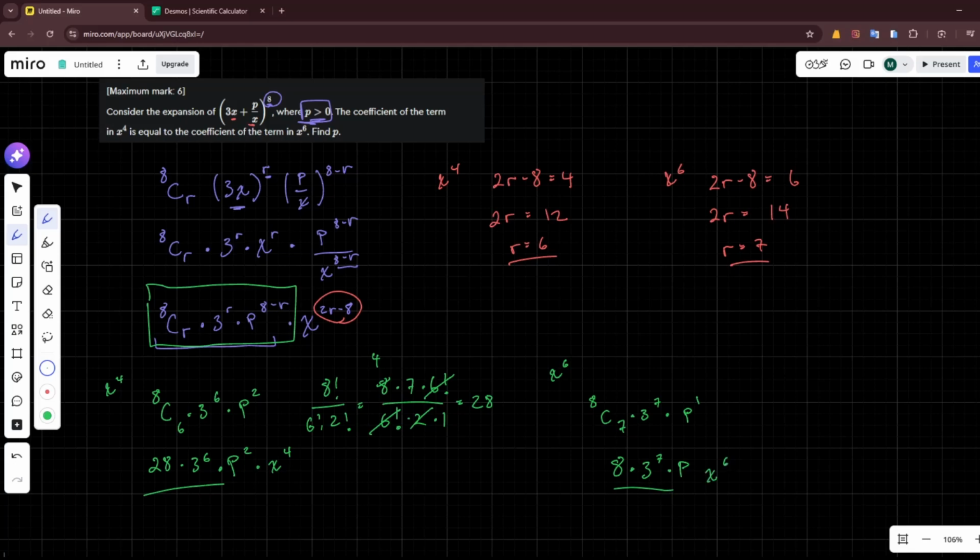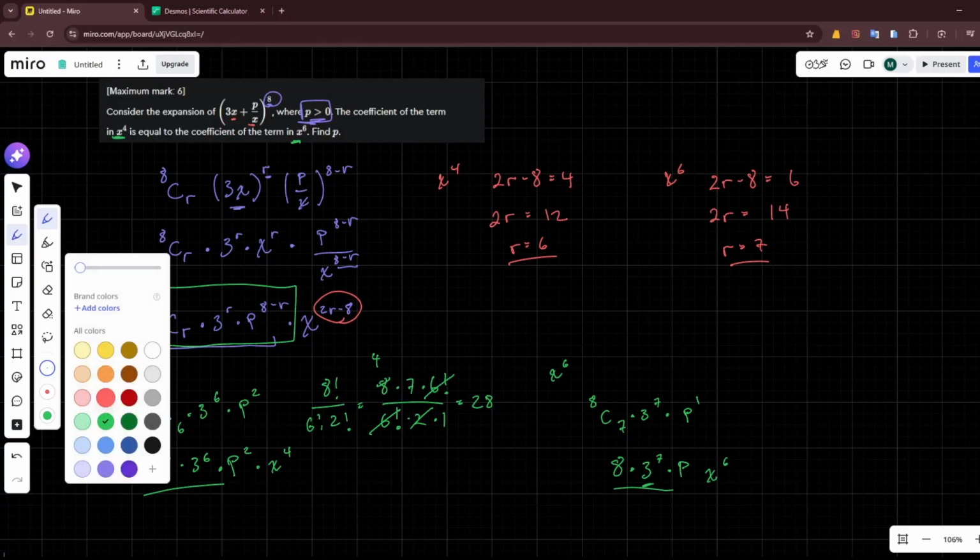What's super useful about this, and there's a reason I'm not simplifying the 3 or the p, is that I'm not figuring out what 3 to the 6 is or 3 to the 7, because I have an idea that these are going to cancel. When we set the two terms equal to each other, I don't really want this as a big expanded number. It's going to be pretty easy for me to just cancel it from both sides of the equation. So we were told the coefficient of the term x to the power of 4 is equal to the coefficient of the term x to the power of 6.